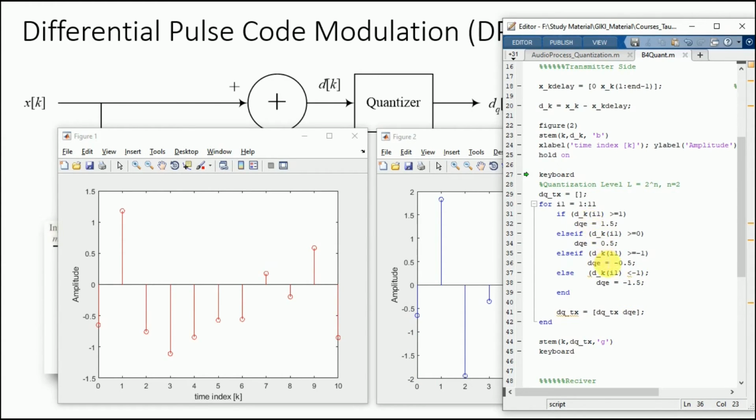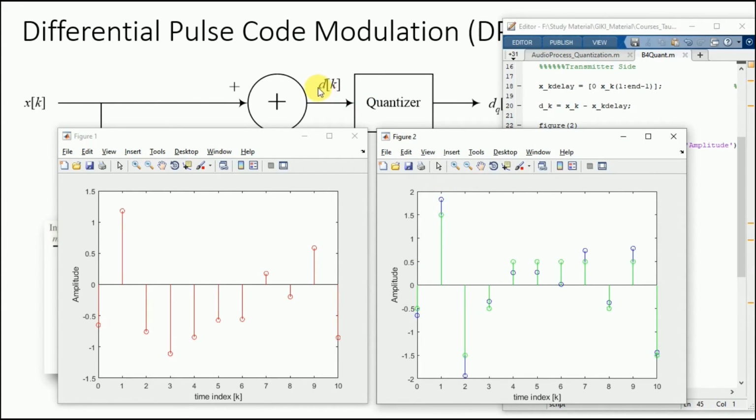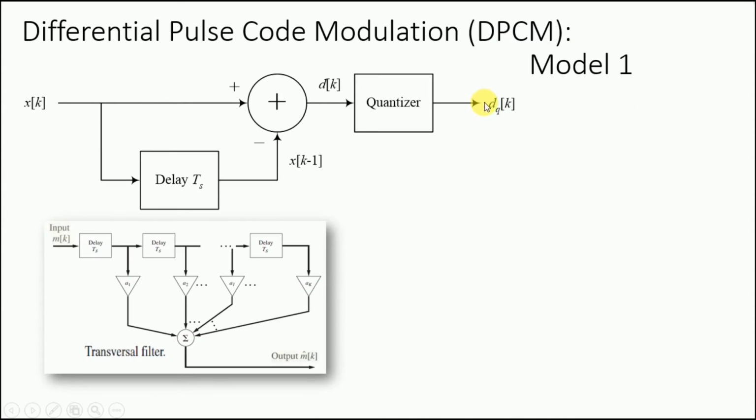And I have stored all of these values in an array over here in line number 41. Again in figure 2, where I have put the hold on command, let us plot the quantized value. The blue circles are indicating d of k, whereas the green circles are indicating dq of k, that is the quantized value, right? So this is approximated to over here, and similarly all the blue curves are approximated. Thus all of these samples are quantized. So the green signal is the output of this quantizer, which is dq of k. This transmitter would transmit this dq of k over the channel.